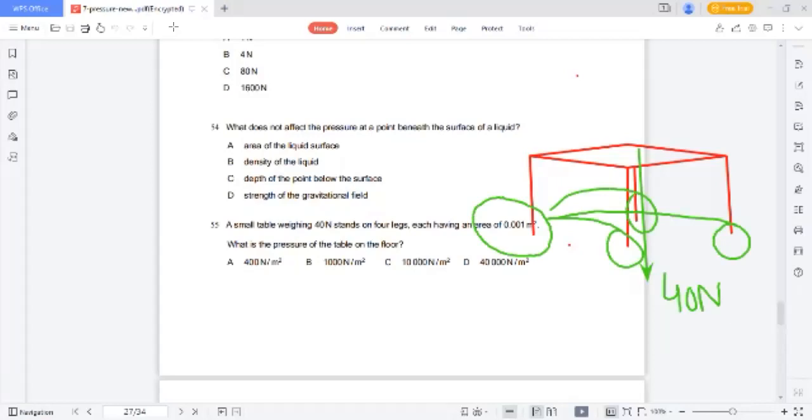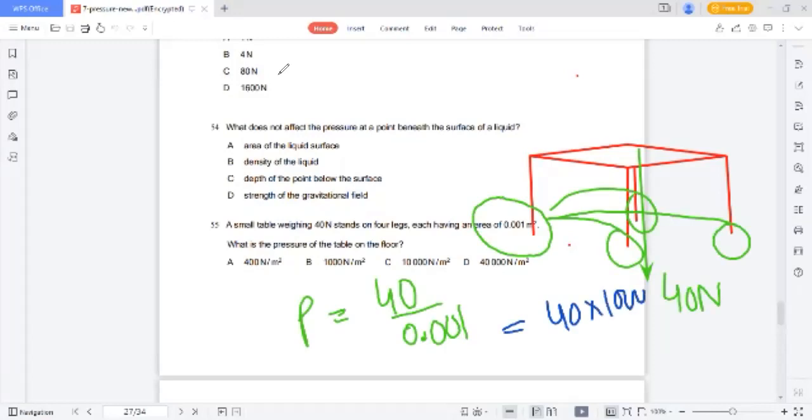So pressure is force per unit area. So it would be 40,000. So the total pressure is 40,000. Okay, this is the pressure.